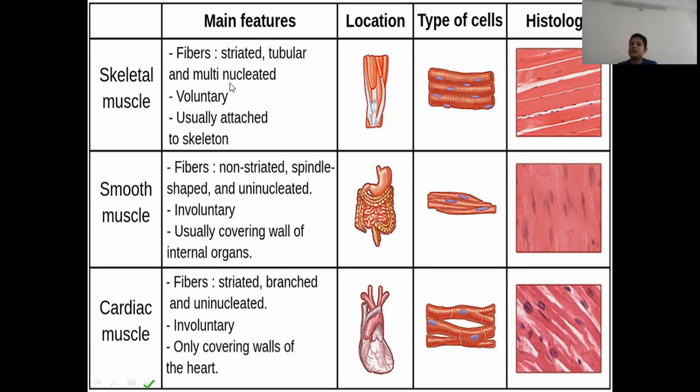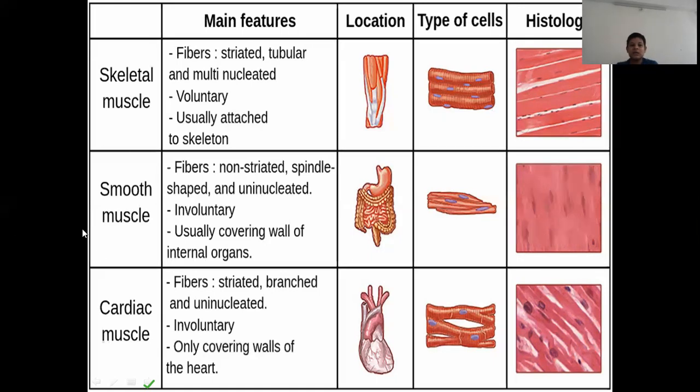as the name suggests. Smooth muscle is non-striated, spindle shaped and uninucleated. It is involuntary. That means like in the walls of the esophagus, they contract and relax to make the food go down. So that is also involuntary. It covers the wall of internal organs. That's why it's smooth muscle.